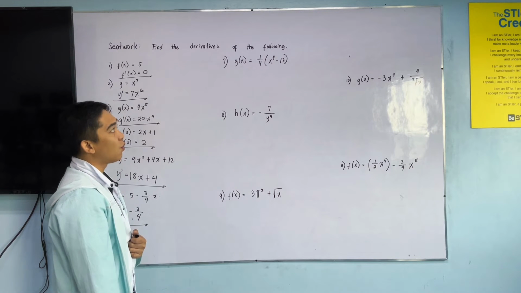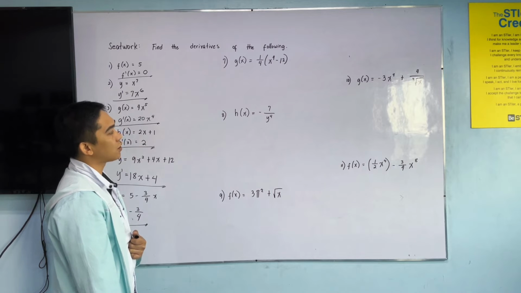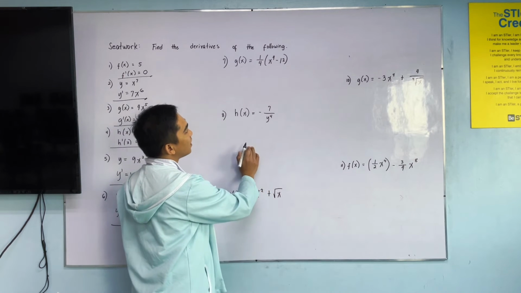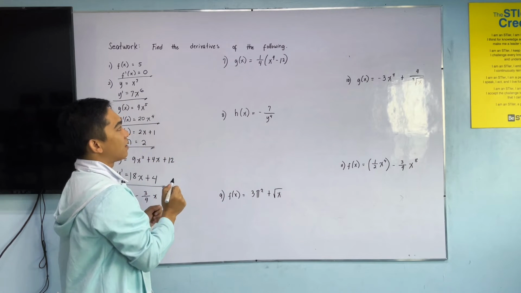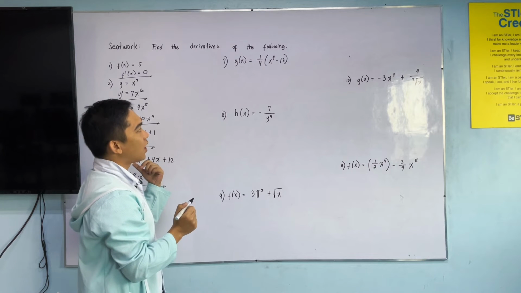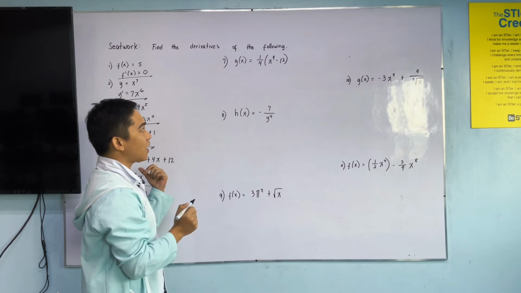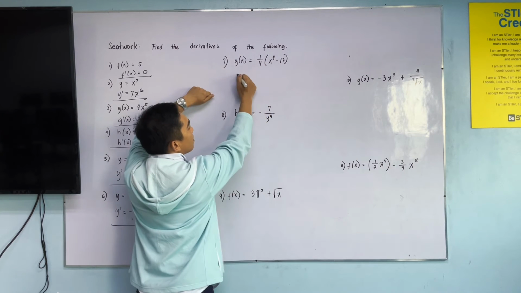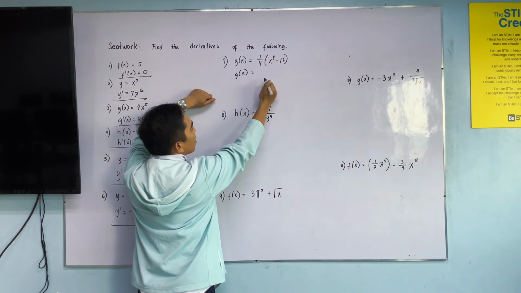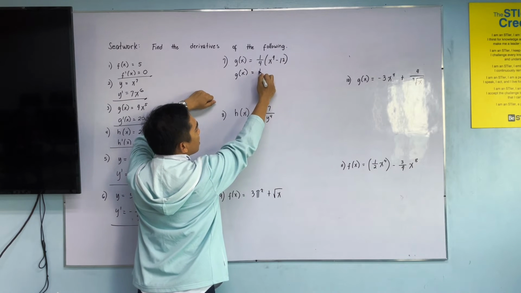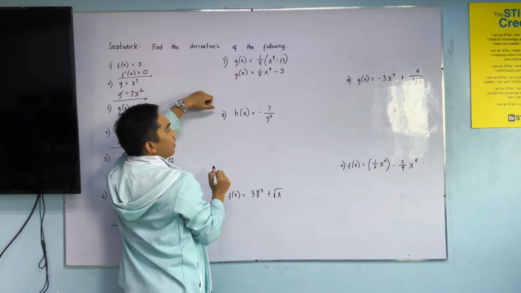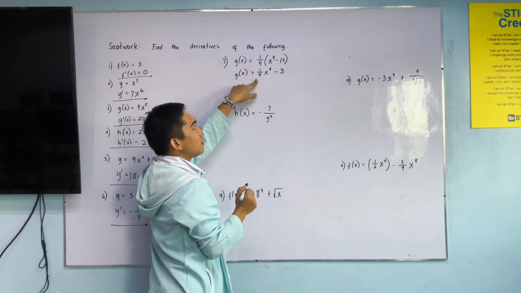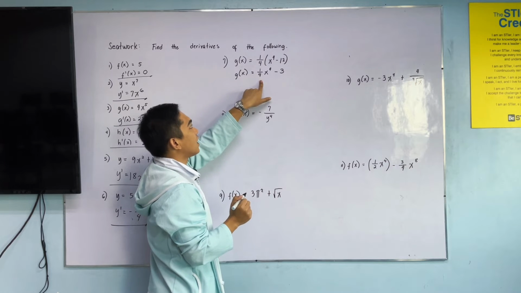G of x is equal to 1/4 quantity x raised to 4 minus 12. Kukunin na ba natin kagad yung derivative niya? Hindi. Para ma-apply natin yung previous rules na na-discuss natin, distribute muna natin. So, g of x is equal to 1/4 times x raised to 4. So, that is 1/4 x raised to 4 minus 1/4 times negative 12. Now, pwede natin apply yung sum or difference rule ng ating derivative.